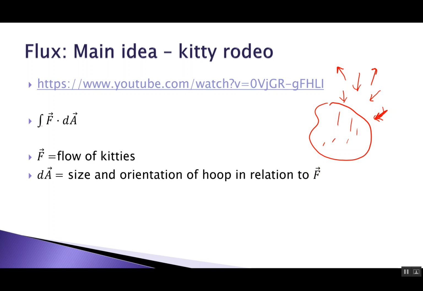Here's our notation. I'll have a little S down here for a surface very often. The vector field is the flow of the cats. Cats go all over the place. Those are my cats. The dA is the size and the orientation of the hoop in relation to the vector field, in relation to the cats. If my hoop is over here, I'm going to have different cats go through it, and I'll have a different count. But that's what I want to do, is count the number of cats that go through the hoop.